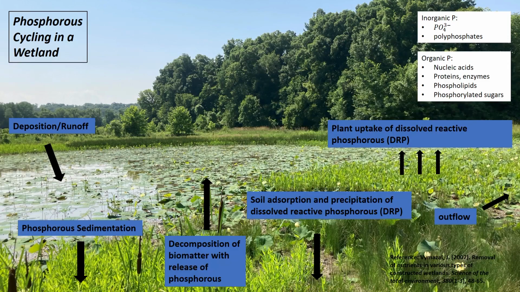All right, so this is the phosphorus cycle within a wetland. It's completely different from the nitrogen cycle in that there is no gaseous removal mechanism. Instead, the main way phosphorus is removed within a wetland is through sedimentation or burial over time within the wetland.